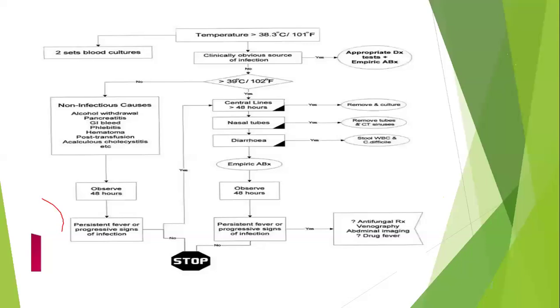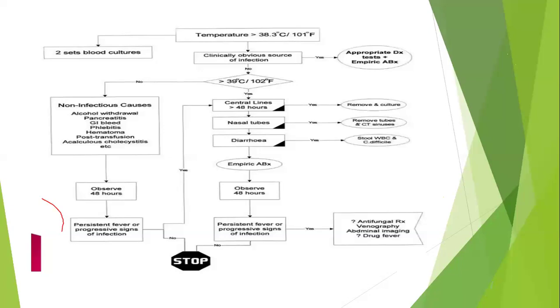If the answer is no, and the temperature is more than 39 degrees Celsius, you want to think about healthcare associated infection. You want to look at the central line. If the central line has been there for more than 48 hours, what do you do? You remove it and culture the tip. Is there an endotracheal tube? Remove and culture. Is there diarrhea? You do stool WBC and you test for serology for Clostridium difficile. Then you continue downward with empirical antibiotics.